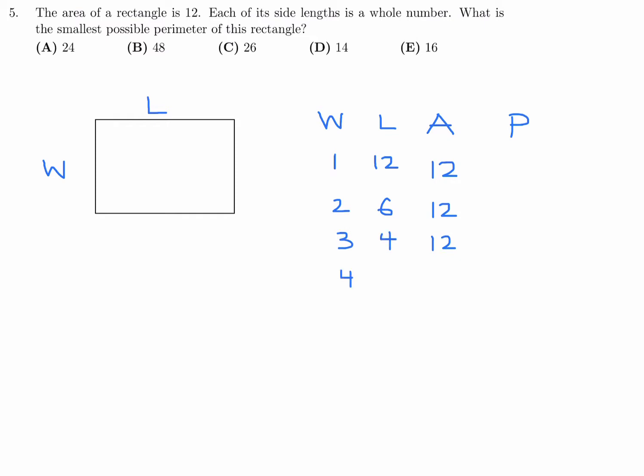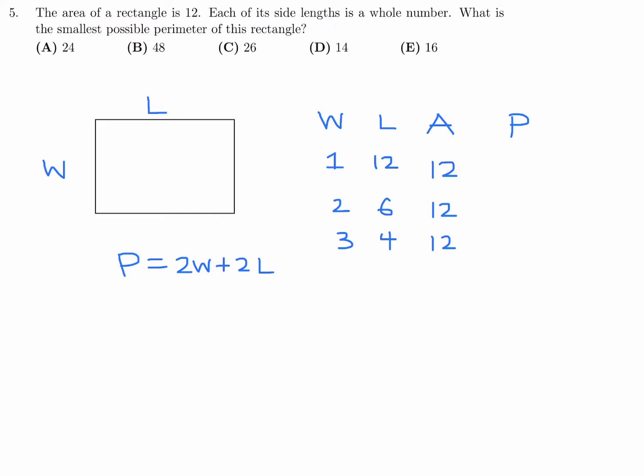Now if we have 4 and 3, it's the same thing, and also, generally speaking, width is less than the length, right? So that's why these are the only possible scenarios for length and width that are integers, whole numbers. All right, let's figure out the perimeter, where the perimeter is going to be 2 times W plus 2 times L.